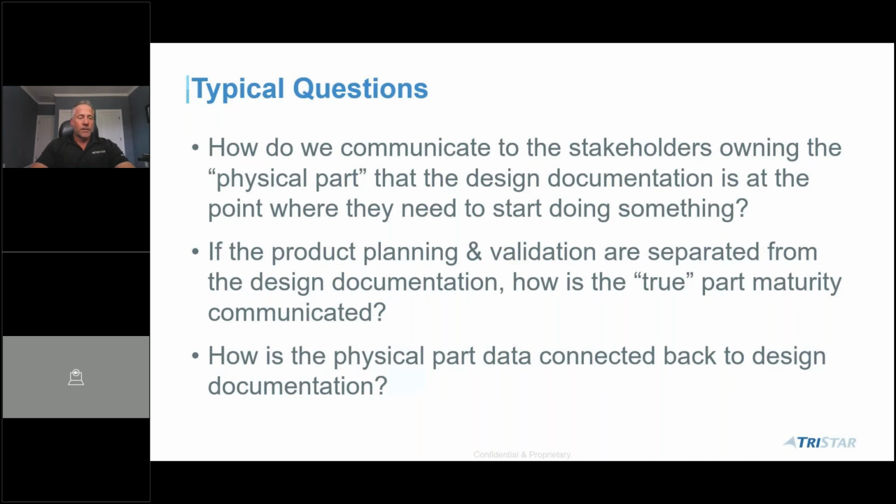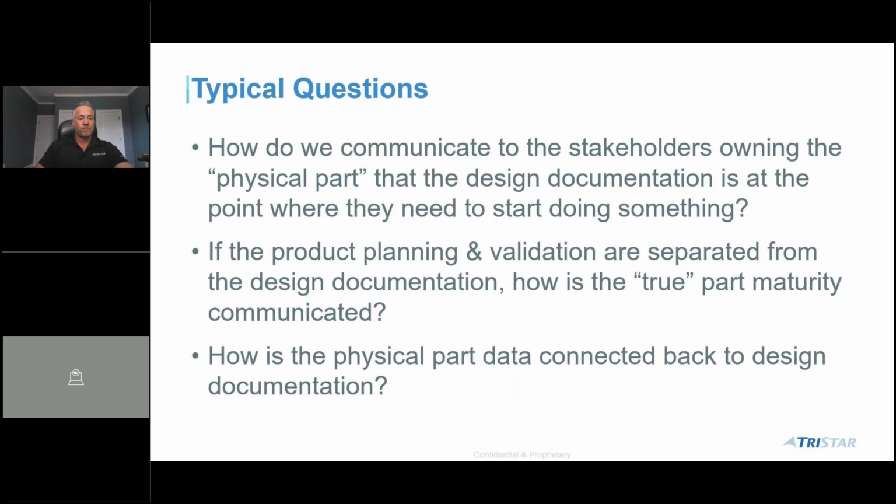So the next question is, if product planning and validation are separated from design documentation, how is the true part maturity communicated? Because it becomes a combination of both of those things: the design documentation and these validation steps. The last question we'll answer in this presentation is, how is the physical part data and quality validation data connected back to the design documentation appropriately? There are a number of aspects around doing quality validation, but we'll focus on one today.